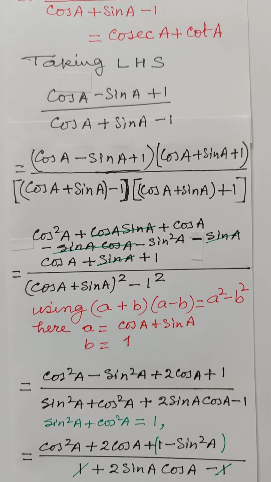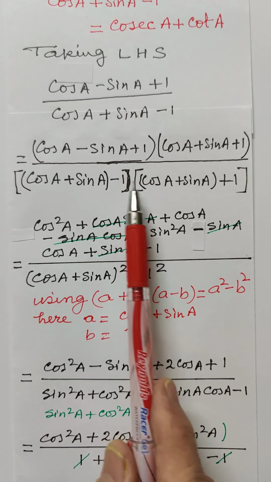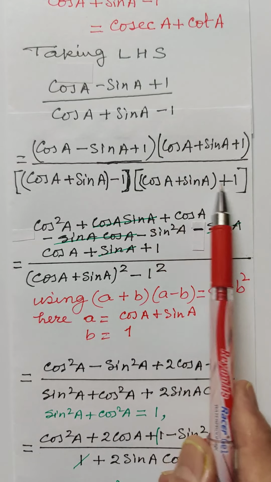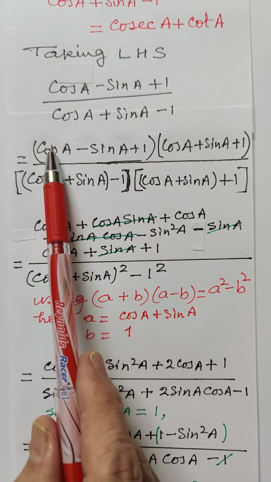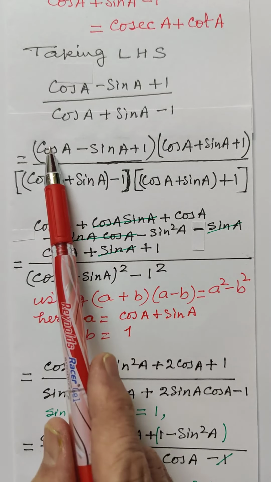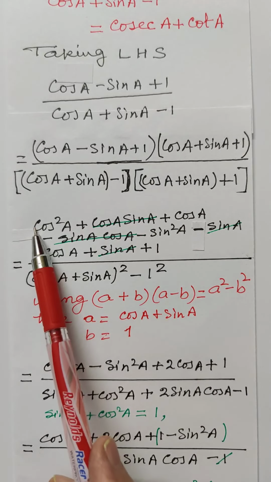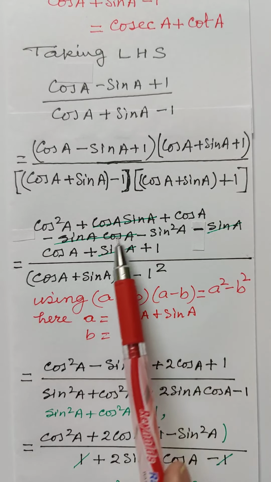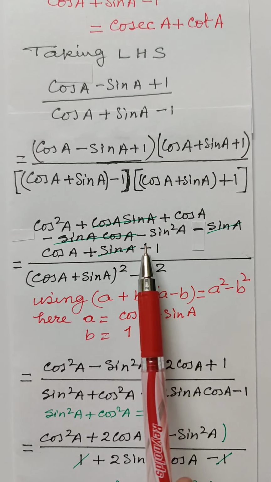Using the formula in denominator, (A plus B) into (A minus B) is equal to A square minus B square. And in numerator, multiplying this whole with this, and this whole with this. So multiplying with cos A plus sin A plus 1, that is cos into cos, cos square A plus cos A into sin A, cos A into sin A plus cos A into 1 is equal to cos A.